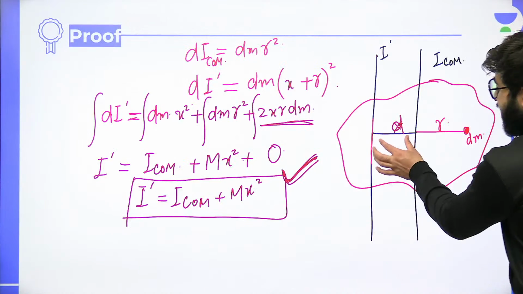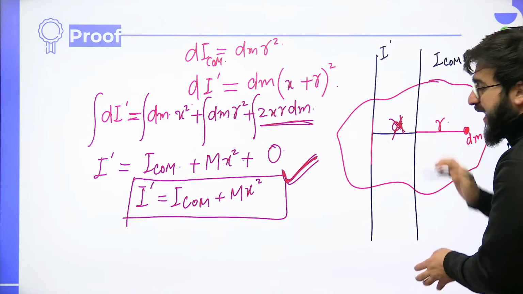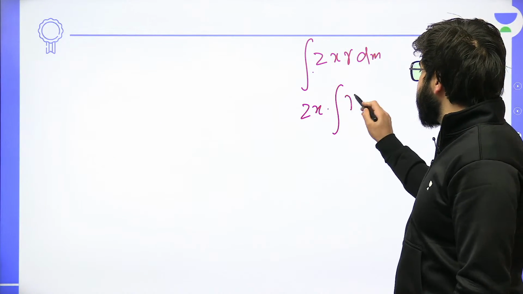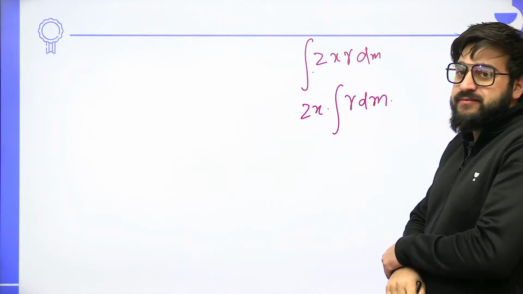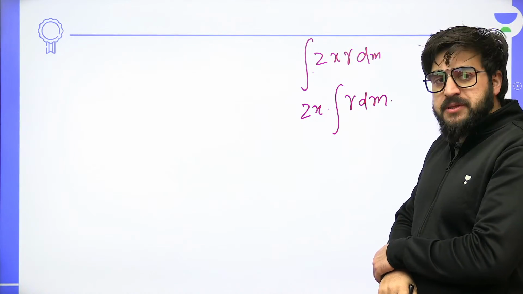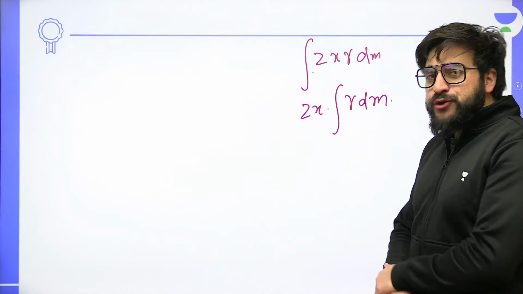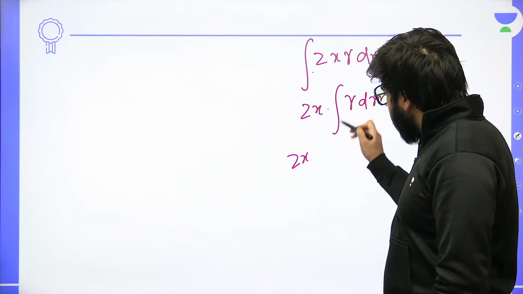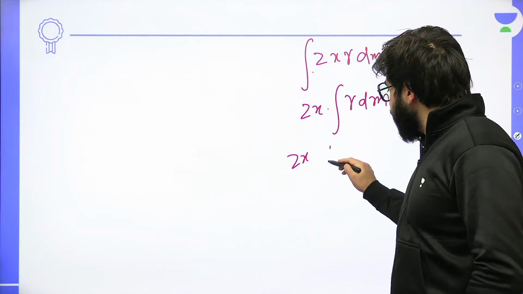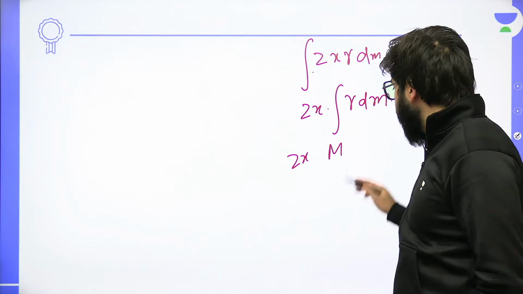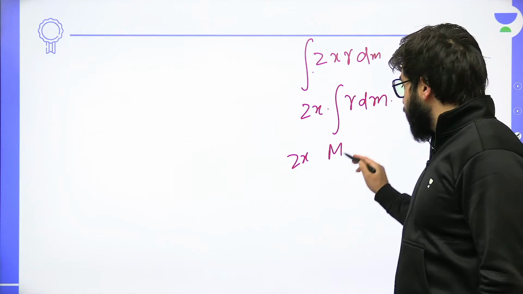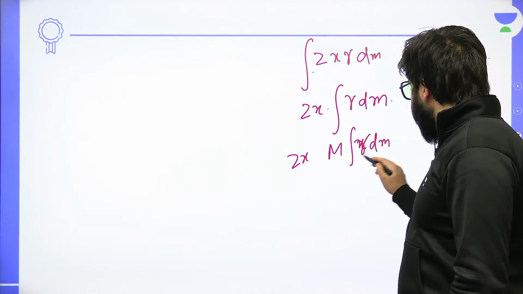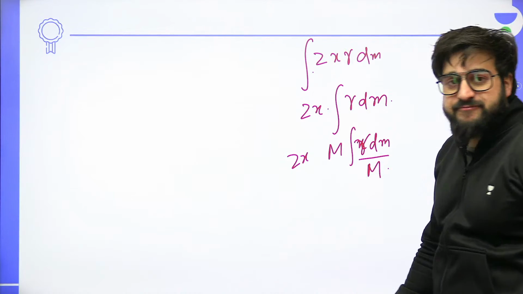This x was exactly constant over here. This is the distance, so take it out. Can I write this will be rdm in that case? Understand? 100% you can say this is rdm. You tell me one thing. If I say this is 2x and multiply with capital M, the mass of this entire body, and divide by M, then you get integration of this dm upon this M exactly.